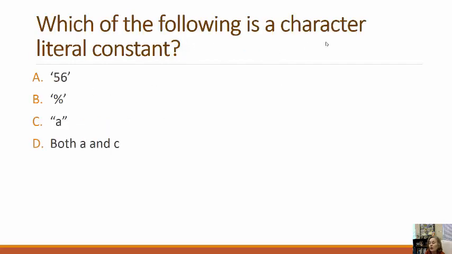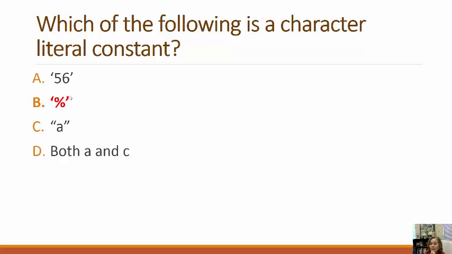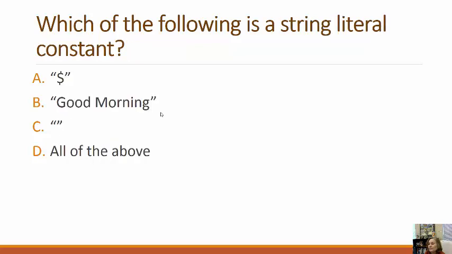Which of the following is a character literal constant? Is this a character literal constant? B, A, or both A and C? This is the only character literal constant, and this is how you know. First of all, a character cannot be two places, so that eliminates A. C, a character literal constant, does not have double quotes. It has single quotes. Therefore, it can't be C. And that only leaves you with B as the option.